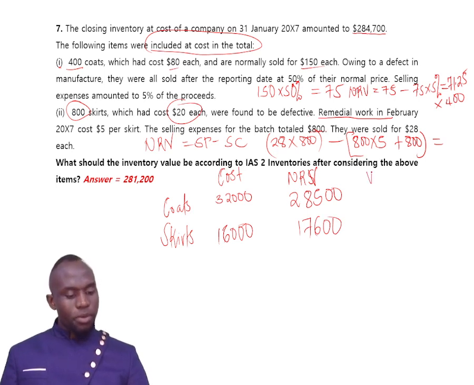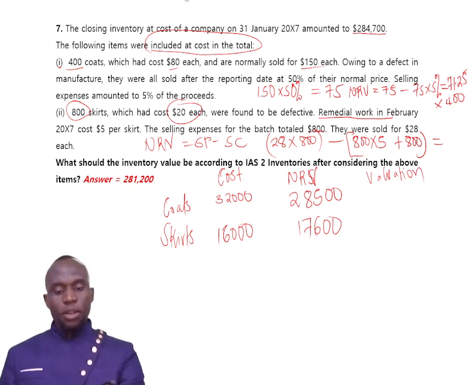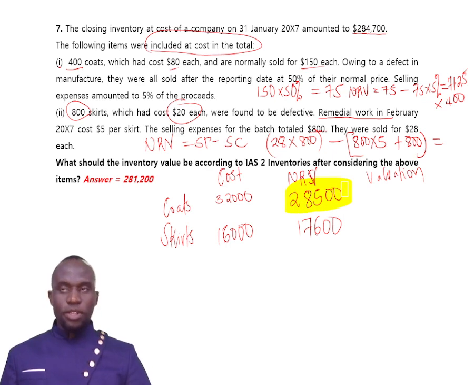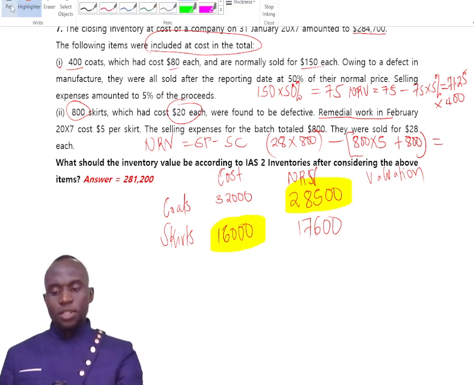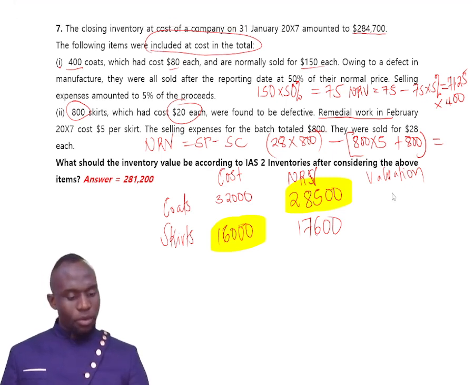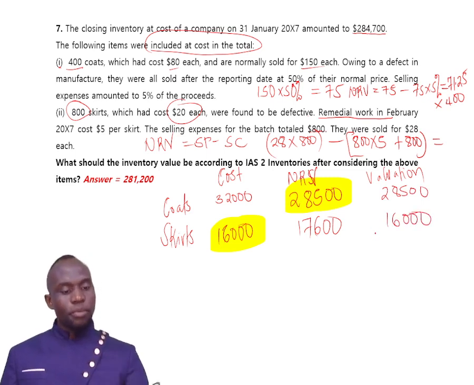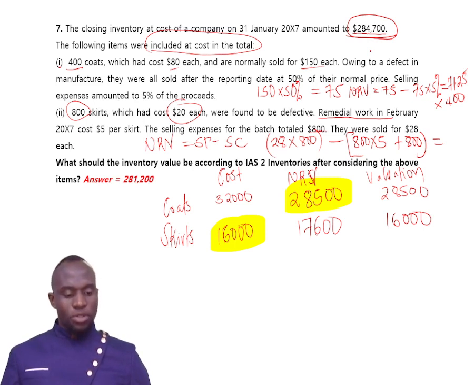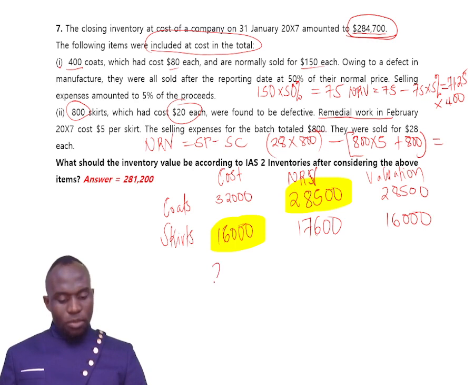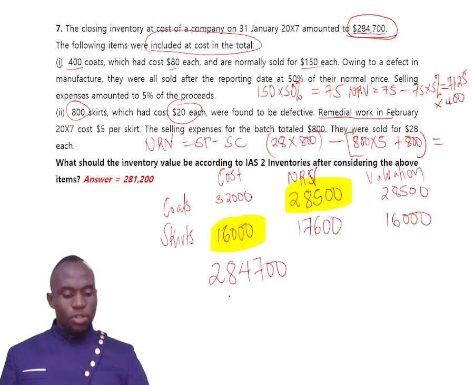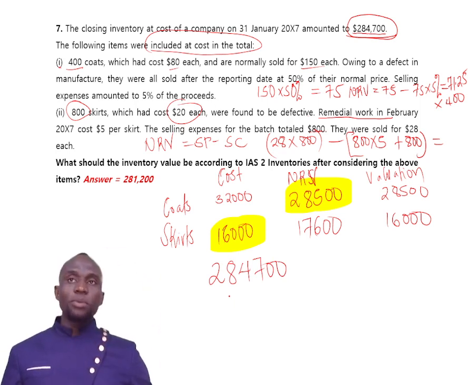So what should be the valuation? When we are valuing, we should value at the lower of cost and net realizable value. So for the coats, the lower is 28,500, and for the skirts, the lower is 16,000. But what did they do? They included both items in this figure at cost, and the question wants you to calculate the closing inventory after considering those two items. So these two items were already included here at cost. So for the coats, they included 32,000, but they should have included 28,500.